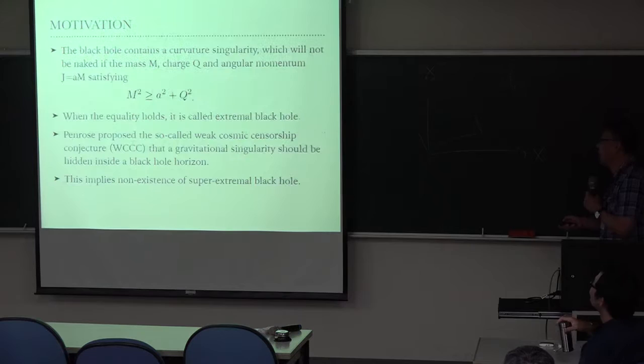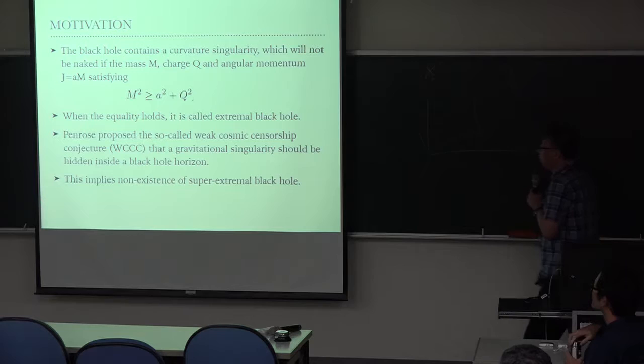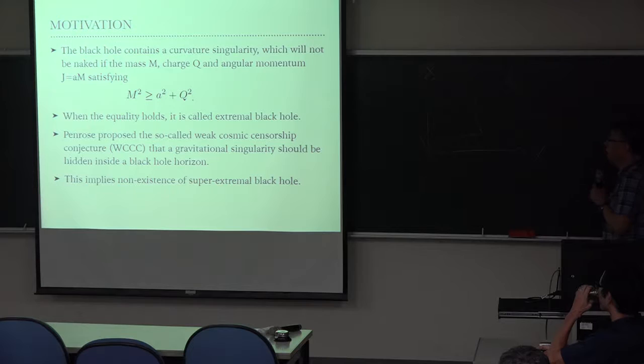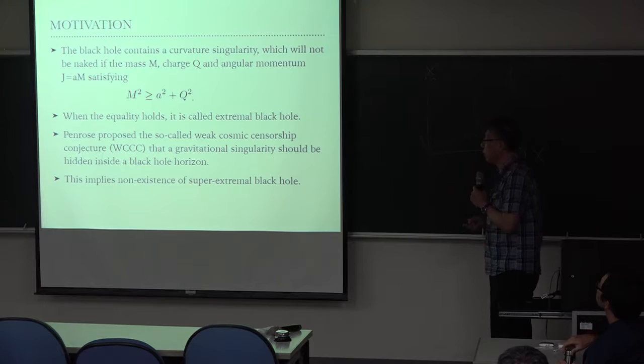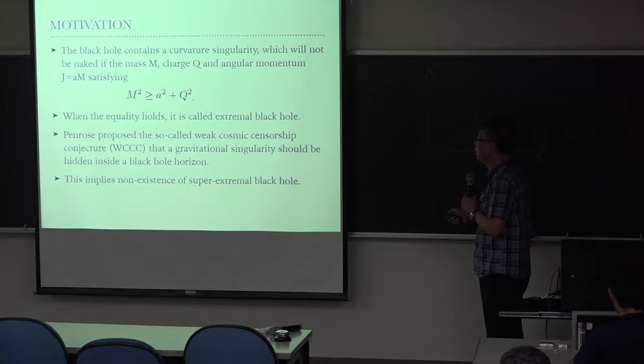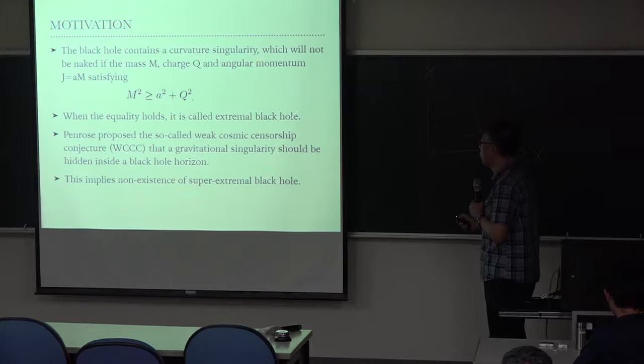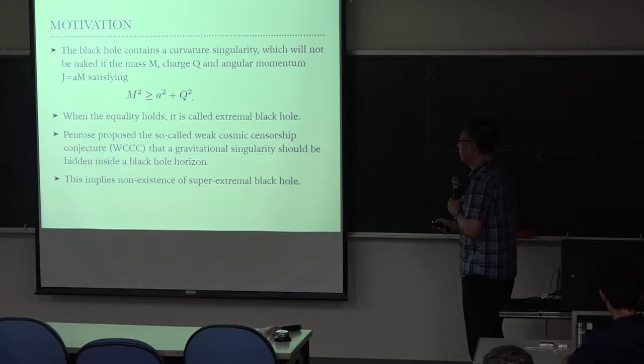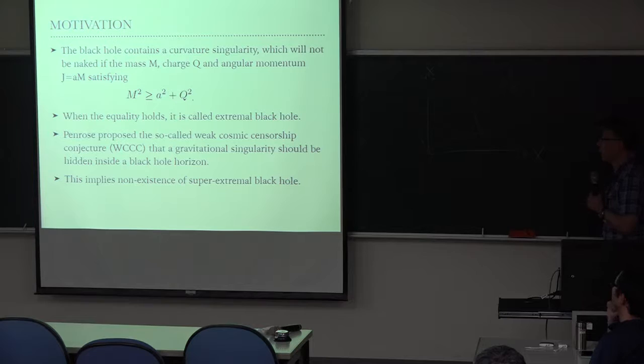Okay. So the motivation, I will give a long introduction to the motivation. We know that a black hole contains a curvature singularity, which cannot be naked. If this physical singularity is naked, then it becomes a problem. We have many problems with naked singularities. So in order to hide this singularity behind the horizon, we need to require the mass, charge, and angular momentum of the black hole to satisfy this kind of relation. Basically, the mass should dominate over the contribution from charge and angular momentum. And when this equality holds, it's called an extremal black hole.